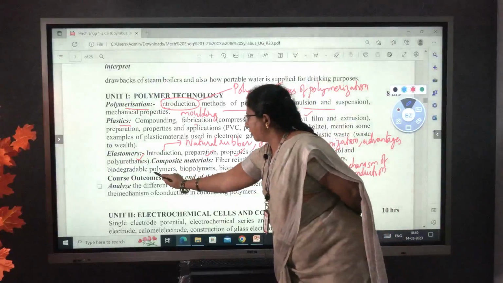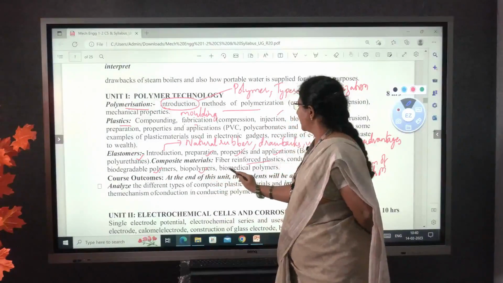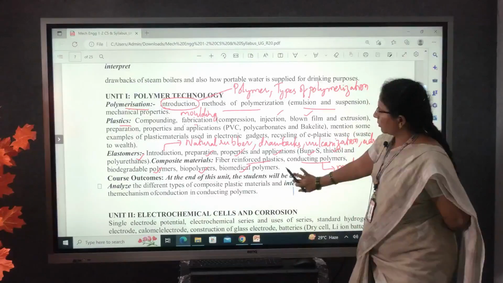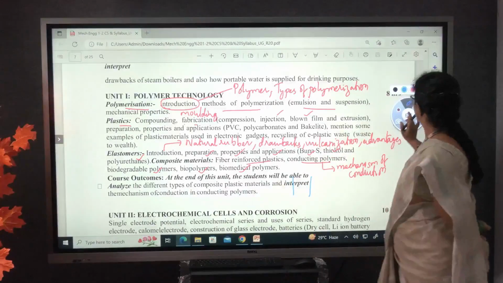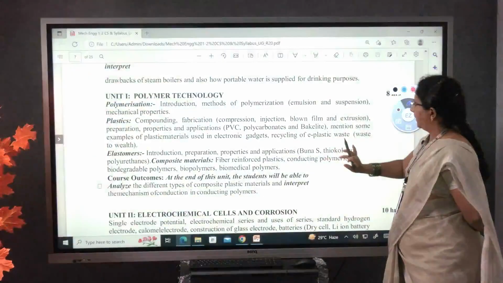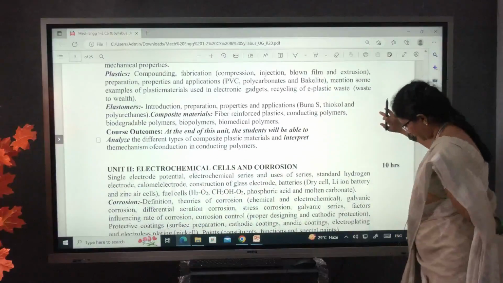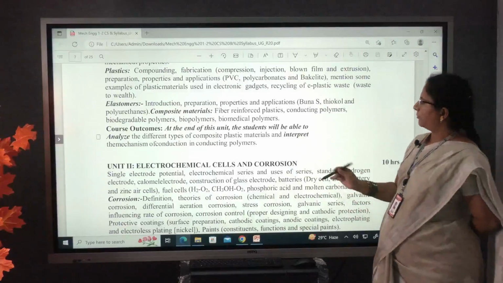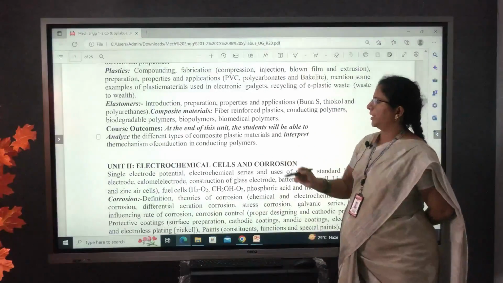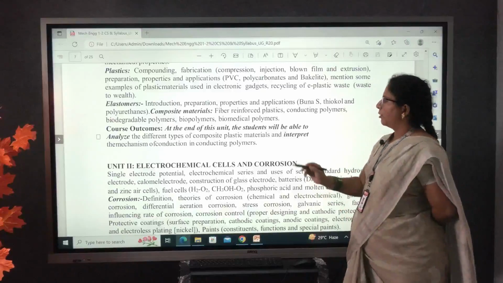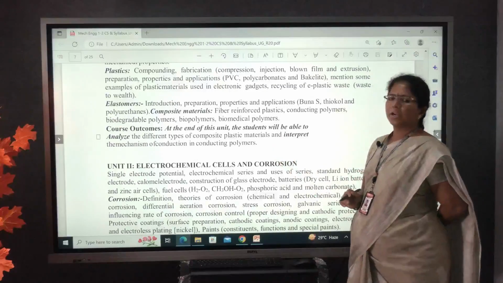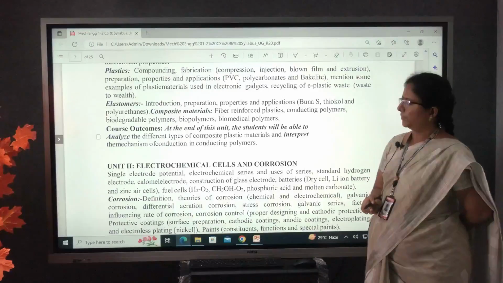And we will discuss biodegradable polymers, biopolymers, biomedical polymers. And coming to the outcome of this unit. The outcome of this unit is, at the end of this unit, the students will be able to analyze the different types of composite and plastic materials and they will interpret the mechanism of conduction in conducting polymers.